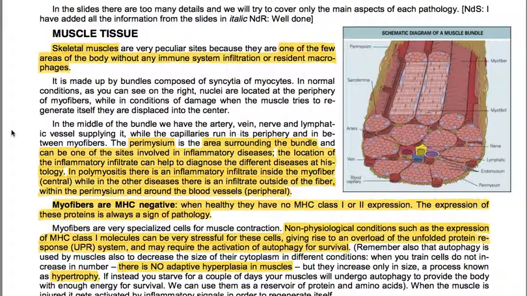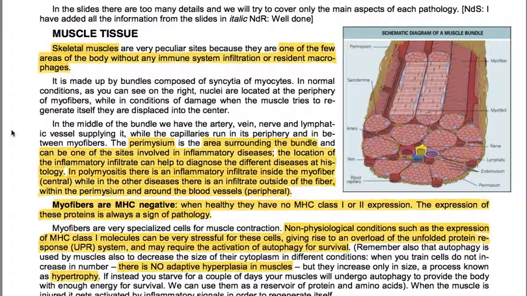In the middle of the bundle we have the artery, vein, nerve and lymphatic vessels supplying it, while the capillaries surround it in its periphery and in between myofibers. The perimysium is the area surrounding the bundle and can be one of the sites involved in inflammatory diseases. The location of the inflammatory infiltrate can help to diagnose the different diseases at histology. In polymyositis, there is an inflammatory infiltrate inside the myofiber, central, while in the other diseases there is an infiltrate outside of the fiber, within the perimysium and around the blood vessels, peripheral.